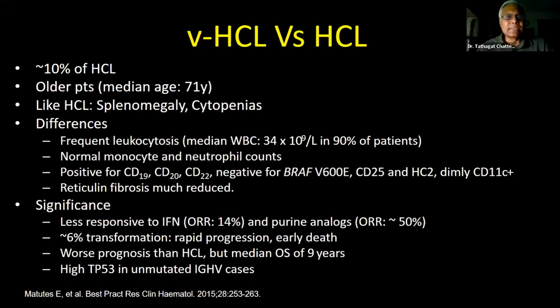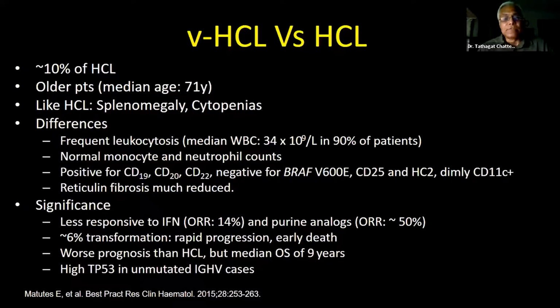And these are clinical details. Older patients are affected in variant. Splenomegaly and cytopenias are common. However, leukocytosis is much more common. Reticulin fibrosis is much reduced, and they are less responsive to cladribine, that is the purine analogs, as well as interferon. Now, 6% of variant hairy cell will transform to rapid progression and early death, and that's the danger of having a variant. Worse prognosis in hairy cell, the median overall survival may be 9 years.